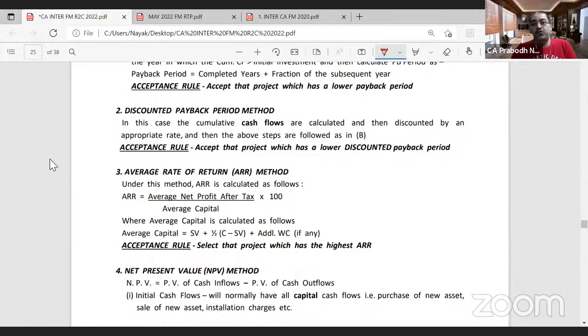Okay. So why am I insisting? Because the examiner should know, because there are options, there are alternatives for this formula. So you will clearly write down the formula: average net profit after tax upon average capital employed, multiplied by 100. Average capital employed, I've told you, CA Institute has given you the formula for that. Please follow the formula: salvage value plus half into cost minus salvage value, plus additional working capital if there is any. After calculating that, your principle for acceptance is select that project which has got the highest ARR.